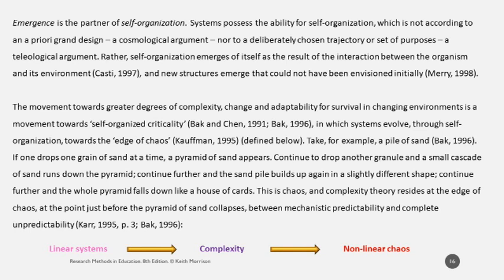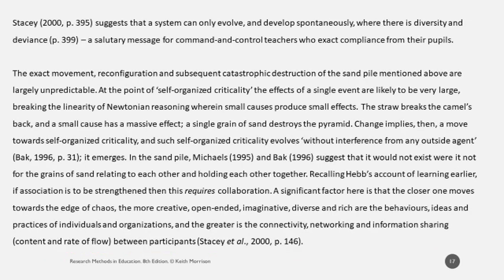Take, for example, a pile of sand. If one drops one grain of sand at a time, a pyramid of sand appears. Continue to drop another granule and a small cascade of sand runs down the pyramid. Continue further and the sand pile builds up again in a slightly different shape. Continue further and the whole pyramid falls down like a house of cards. This is chaos, and complexity theory resides at the edge of chaos, at the point just before the pyramid of sand collapses, between mechanistic predictability and complete unpredictability. Stacey suggests that a system can only evolve, and develop spontaneously, where there is diversity and deviance, a salutary message for command and control teachers who exact compliance from their pupils.